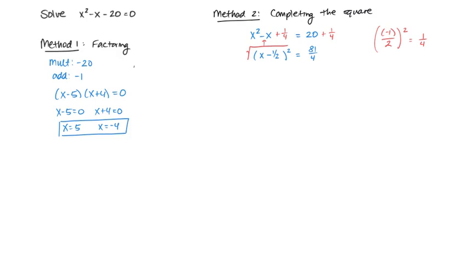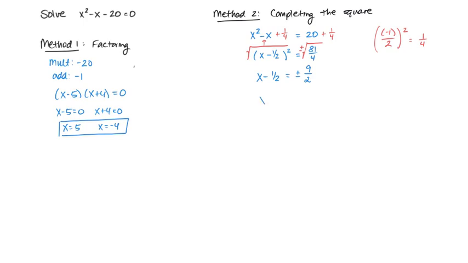So I'm going to take the square root of this side and set it equal to plus or minus the square root of 81/4. When you take the square root of a quantity squared, those cancel each other out and leave just x minus 1/2. We have plus or minus. 81 is a perfect square. The square root of 81 is 9. 4 is also a perfect square. The square root of 4 is 2. So we're left with x minus 1/2 is plus or minus 9/2.